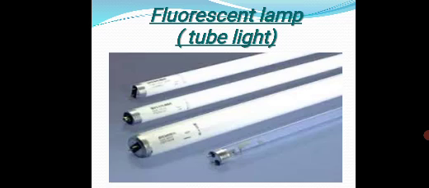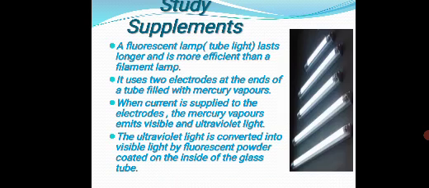Fluorescent lamps, which are commonly known as tube lights, we can observe in our homes and offices. These tubes are widely used. A fluorescent lamp lasts longer and is more efficient than a filament bulb. When we observe the structure of a fluorescent lamp, we will observe two electrodes at the end of the tube, and they are filled with mercury vapors.